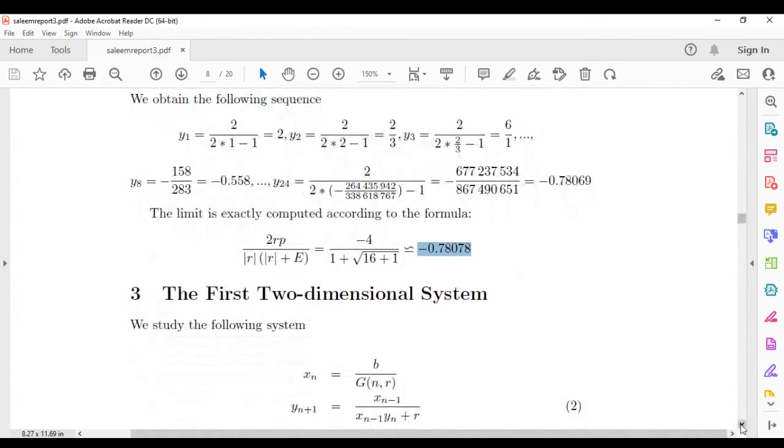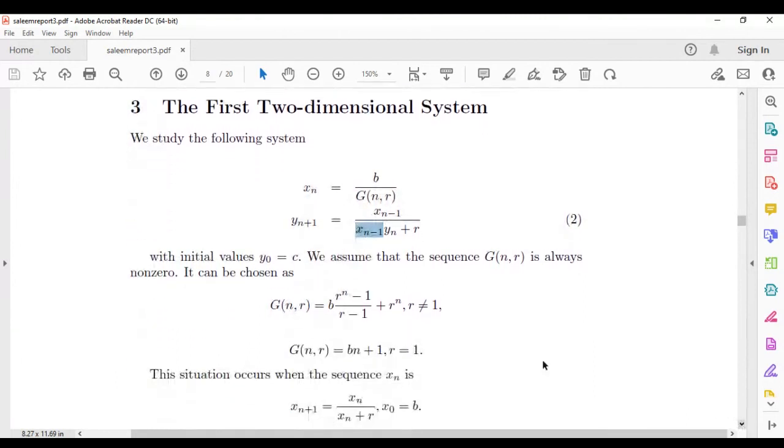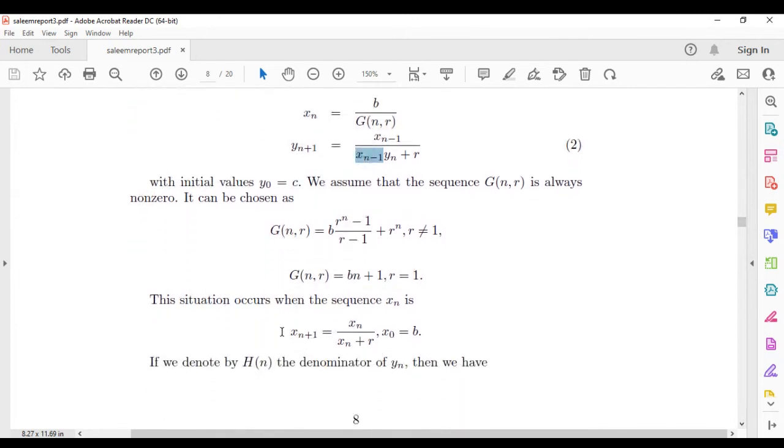Now, our first system will be a modification of the one-dimensional equation where the P, Q are replaced by xn minus 1, which is a sequence which is given by this function g in the form b over g and r. And we take this formula for the g and r in case r is different than 1 and in case r is 1. And this formula specifically is generated if we let xn plus 1 be a difference equation in this form.